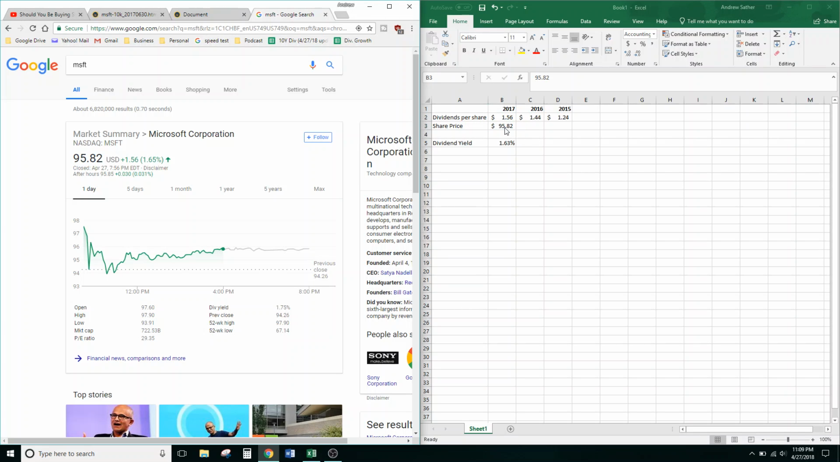So for each share, they're going to pay us $156. So if we know one share costs $95, one share will pay us $156. You just divide the $156 by 95, and you understand that's a 1.63% yield. So if I were to invest $100, I would be getting $1.63 in a dividend.